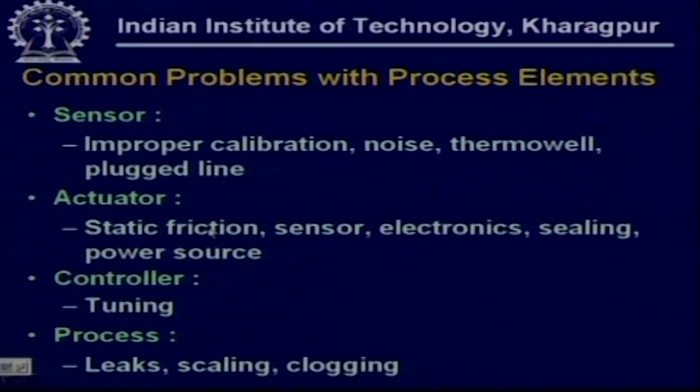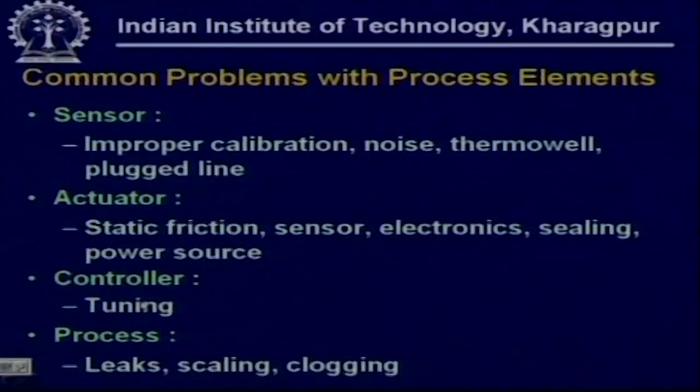Similarly, you could have actuator problems, various kinds of problems like friction due to lack of lubrication. Actuators also have sensors, so there may be problems there. There may be problems of electronics or problems of sealing. Sometimes fluids will leak, say in hydraulic systems, or there may be problems of power sources. For example, suppose you have a pneumatic actuator and you have less air pressure, or a hydraulic actuator and your hydraulic pump pressure has fallen. Such problems give problems in the actuator. These are very typical problems. Similarly, the controller may be badly tuned, right?